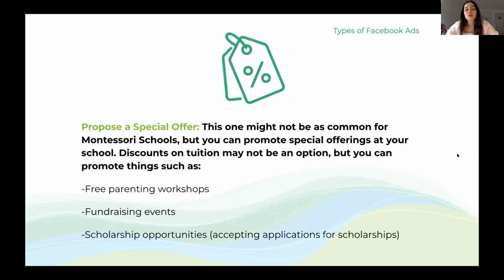So this is another one you could do. You can propose a special offer. Obviously, it's not common for schools to offer a discount on tuition. That's not what we do, but there are other offers you can of course promote. Like I said earlier, free parenting workshops, fundraising events, scholarship opportunities. It's great for people to know that if you have a scholarship opportunity, to make that known. You can use ads to do that, and explain how people can apply for scholarships, or you can say, check out, apply for a scholarship. So offers might look a little bit different for Montessori schools than they would for maybe a retailer or other services. You're not offering free classes.